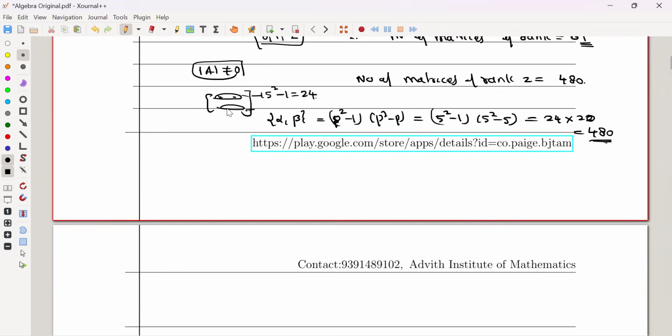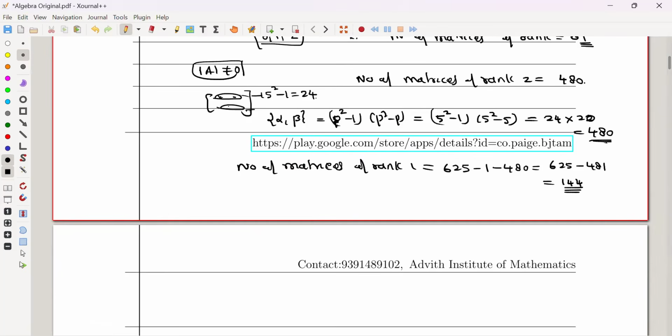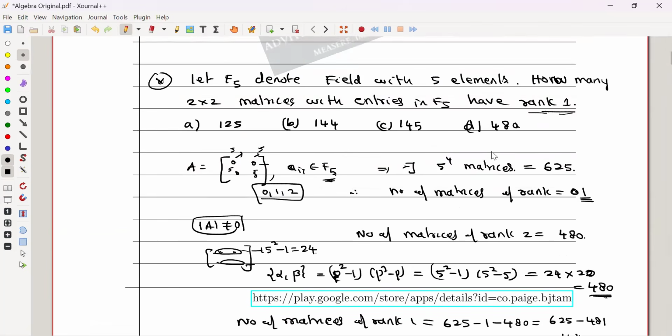So therefore, remaining entity rank 1. So the number of matrices of rank 1 is equal to the total number of matrices minus the number of rank 0 matrices minus the number of rank 2 matrices. So which is equal to 625 minus 481, which is equal to 144. So therefore option B is the right one, sir. Option B is the right one.